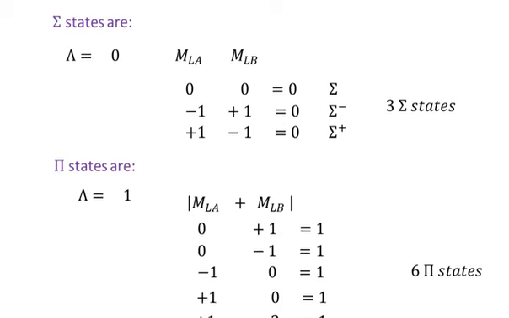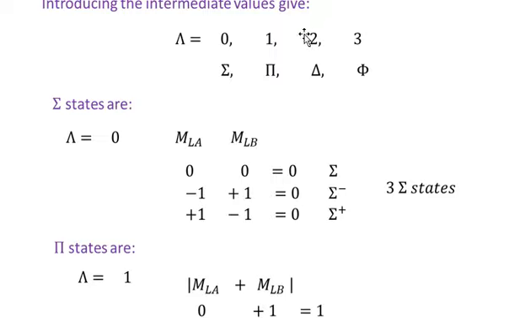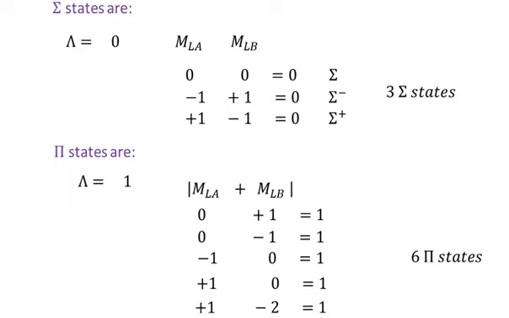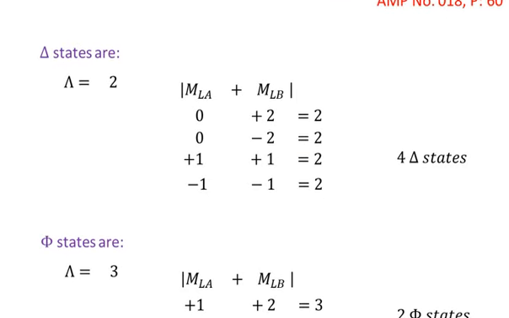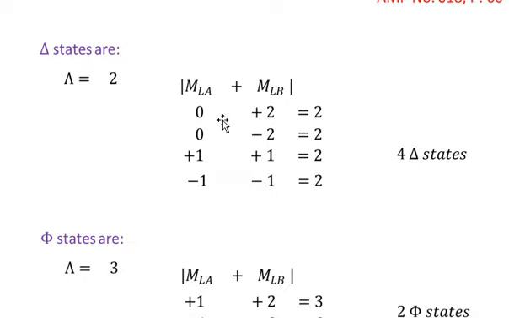Now let's discuss the number of states with lambda equal to 2. With lambda equal to 2, the possible combinations will be 0 plus 2, 0 minus 2, plus 1 plus 1, minus 1 minus 1. The mod of all these quantities will give you 2 in all these cases. So it means that we have 4 delta states, because when capital lambda is equal to 2, we are talking about the delta states. So how many delta states will be there? The delta states will be 4 in number.